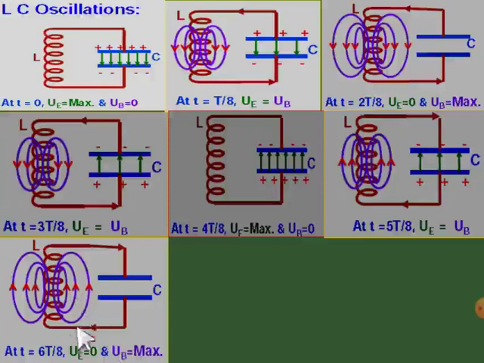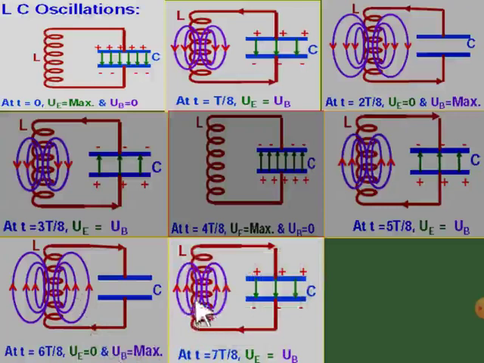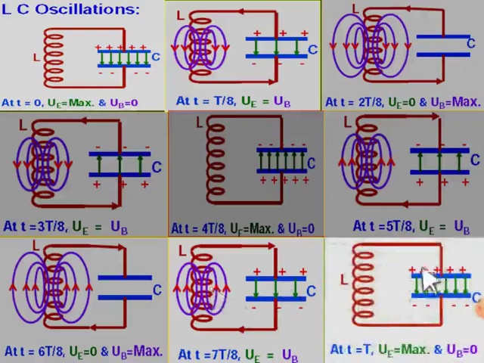And in the next step, that means t equal to 7T by 8, the magnetic field energy will try to give the energy for charging of the capacitor. So at this 7T by 8, the electric field energy stored in the capacitor is equal to the magnetic potential energy stored in the inductor. At last, this will be fully charged, there will be no magnetic field energy in the inductor, and the maximum electric field energy will be stored in the capacitor like this.